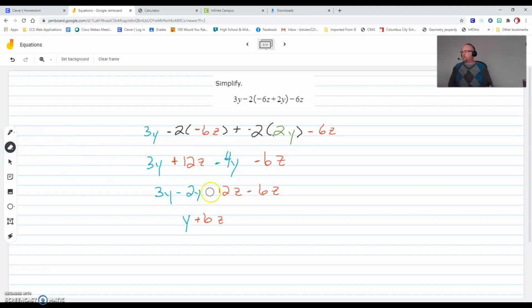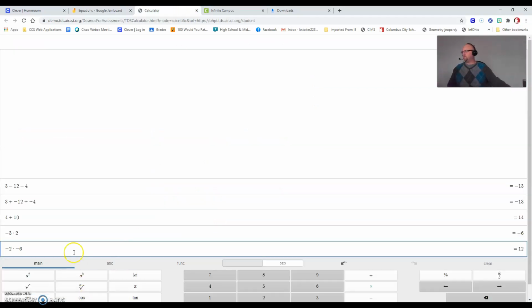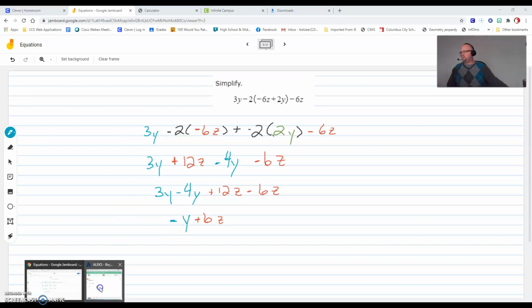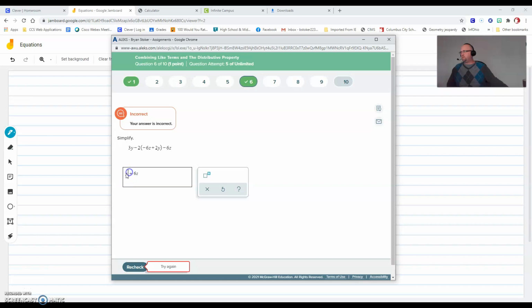And thus, I'm going to come back here and fix that. And that's going to be negative 4y. And now 3 minus 4 is what I really should have done to begin with. 3 minus 4, that gives me negative 1y. So my answer actually should be negative y plus 6z. So let me go back and do that. Negative y plus 6z. Let me recheck that.